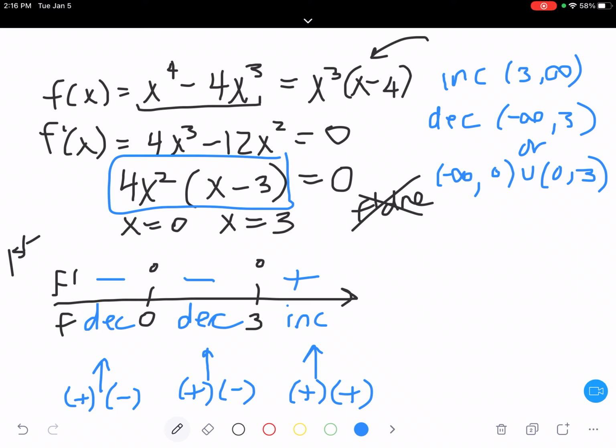Okay, the second way is more correct than the first way, but they're both effective. And if I switch from decreasing, this means I have a horizontal tangent. So I would decrease level, decrease some more, and then switch to increasing. So this is neither a max nor a min, but at 3 I do have a local min.